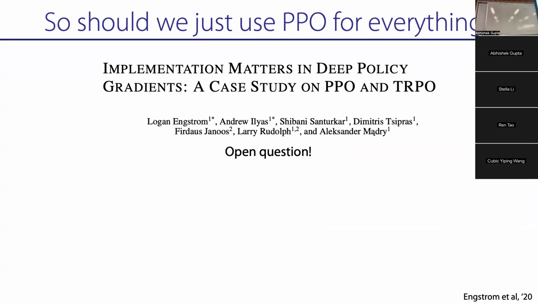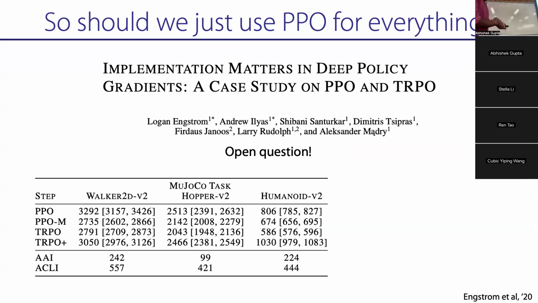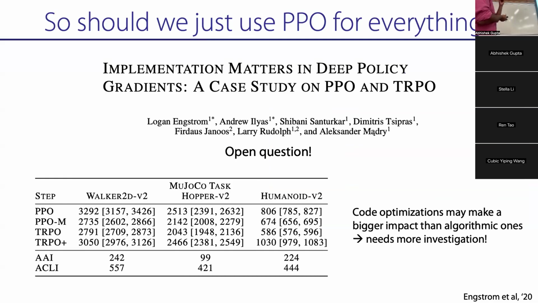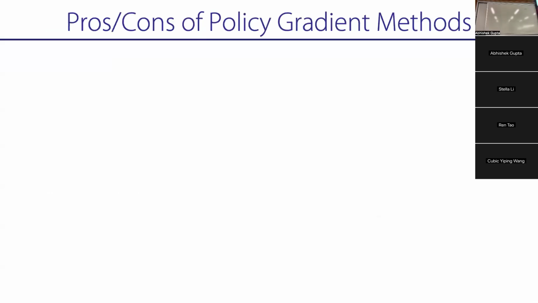And an interesting question is, should we just apply PPO for everything? And so there's a bunch of nice empirical work on PPO versus TRPO versus other algorithms, and they find that small implementation details often matter a lot. So like how you're normalizing your advantages or how you're clipping things or batch norms, things like that make a big difference. So yeah, this is a good paper. I'd recommend looking at it.